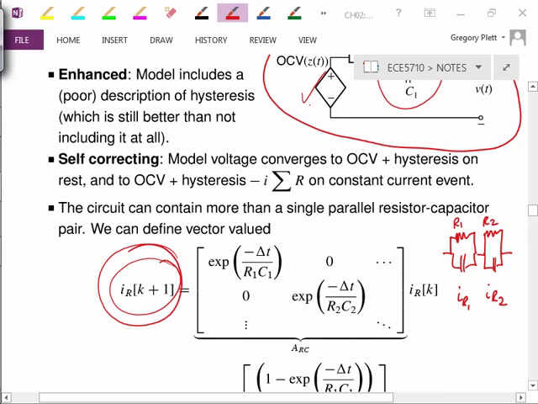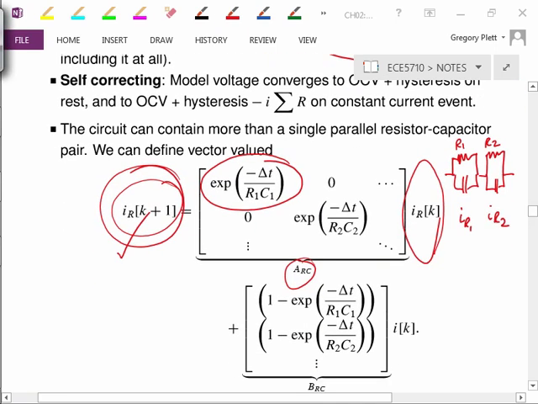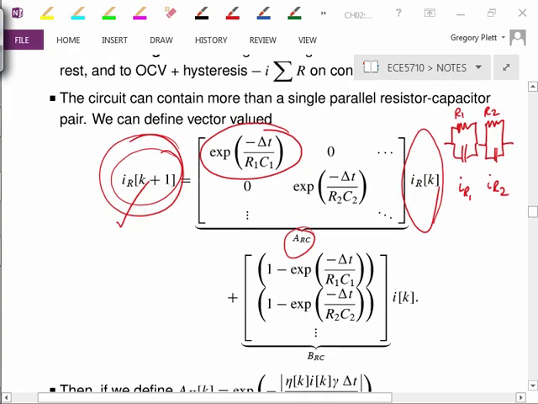And the model that we've developed a couple sections ago can be generalized, and the current through those resistors at time step k plus 1 is equal to their exponential time constant factor multiplied by the current through those individual resistors at the previous time steps. This A sub RC is a matrix. It's a diagonal matrix, meaning that one resistor current is not a function of any other resistor current. It's simply a function of its own past and whatever the overall cell current is that's driving it.